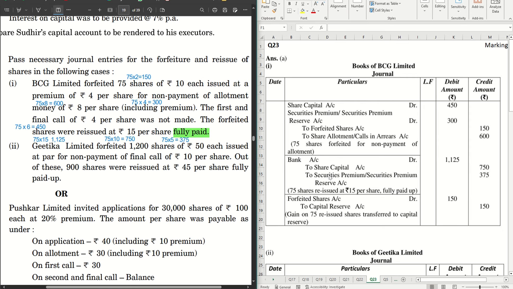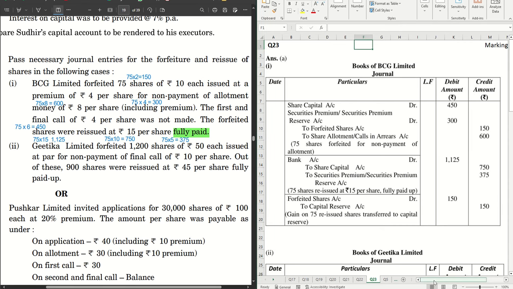Some students ask me what's the difference between securities premium account and securities premium reserve account. There is no difference. You can write any one of them. It's the same. In some schools, instructions are out that you have to write securities premium account. So even if you are writing securities premium reserve account, that's also correct. Okay. So we have completed this Roman 1 under part A, which is for 3 marks.